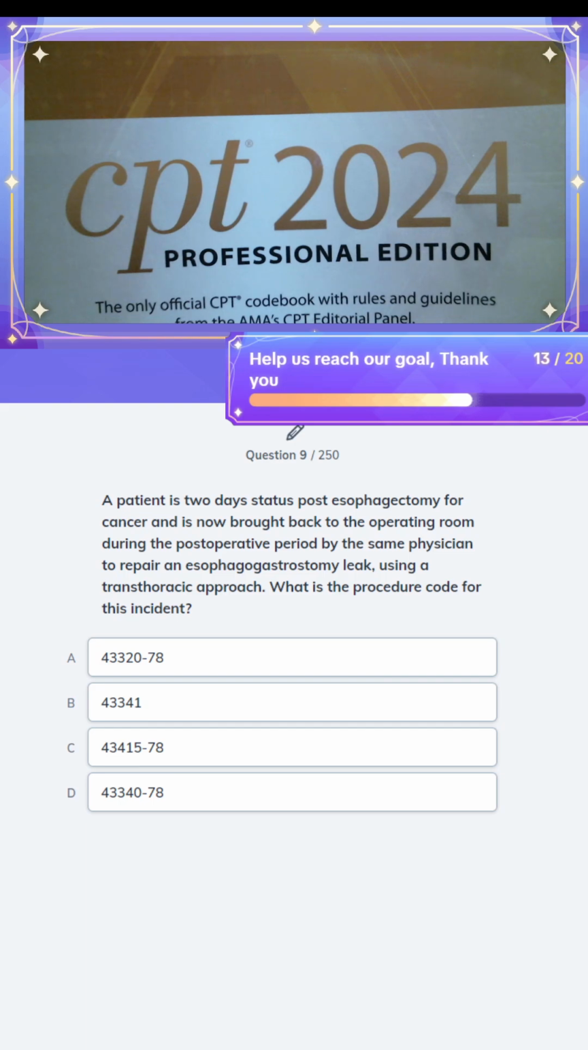What do you guys think the answer is for this one? Did we need that 78 modifier? Y'all think it's 20?